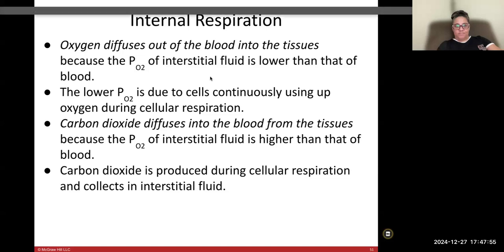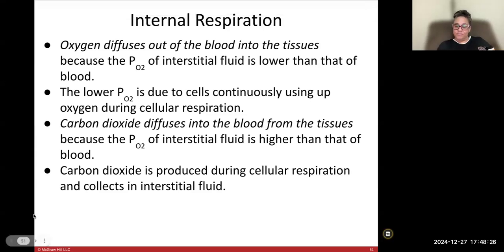Internal respiration. This is when oxygen diffuses out of the blood into the tissues because the partial pressure of oxygen of the interstitial fluid is lower than that of the blood. The lower partial pressure of oxygen is due to the cells continuously using up oxygen during cellular respiration. Carbon dioxide will diffuse into the blood from the tissues because the partial pressure of carbon dioxide in interstitial fluid is higher than that of the blood. Carbon dioxide is produced during cellular respiration and collects in interstitial fluid.